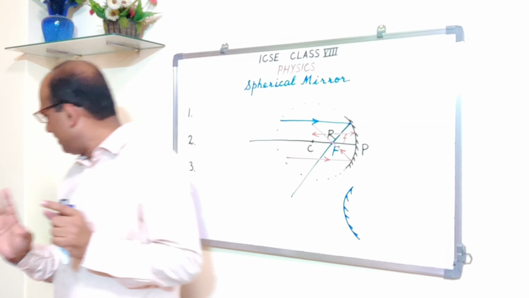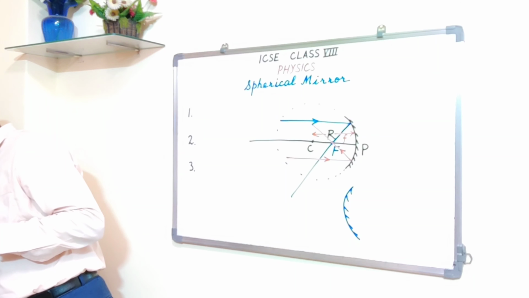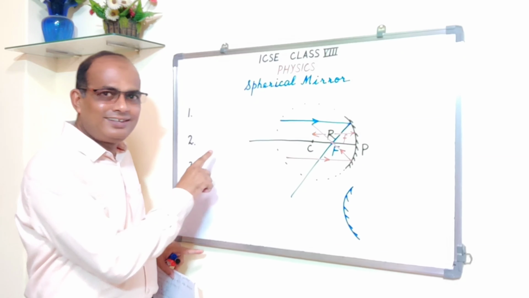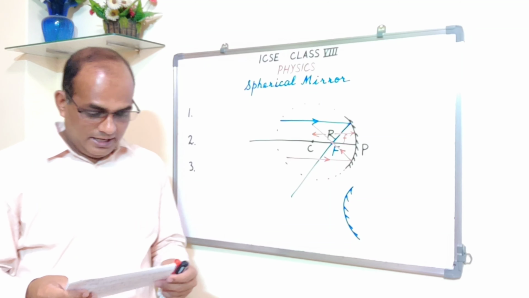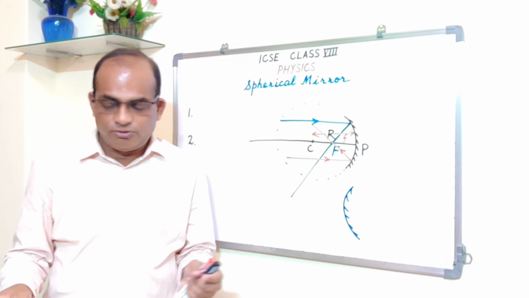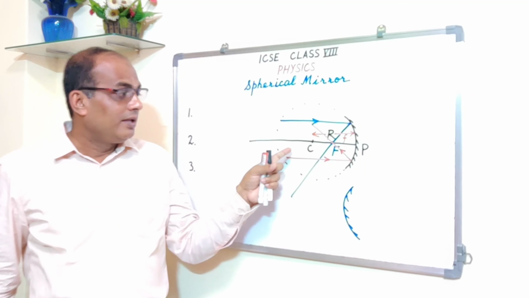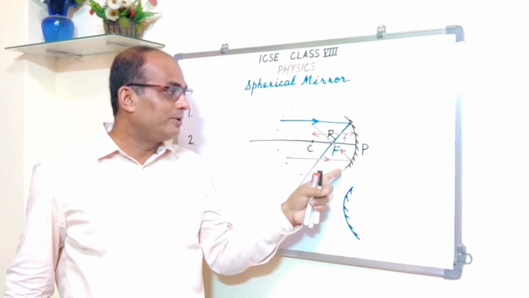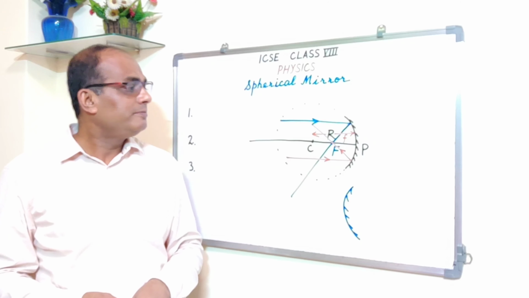Fine. So what we discussed today: the first question, define a spherical mirror. The second question, state the types of a spherical mirror. The third question, define the following terms, for example, C, the center of curvature, R, radius of curvature, P, pole, aperture, focus, focal length, etc. Fine.